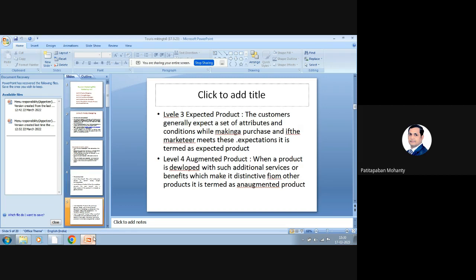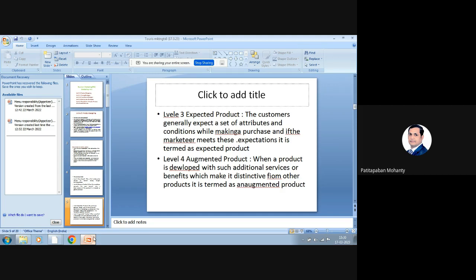Then third one is level three, or expected product. The customers in this level generally expect a set of attributes and conditions while making a purchase, and if the marketer meets this expectation, it is termed as expected product. In simple terms, when people go to a market, they go along with some kind of expectation. And when the seller, who is selling that particular product, meets his or her expectation, that is called the expected product.